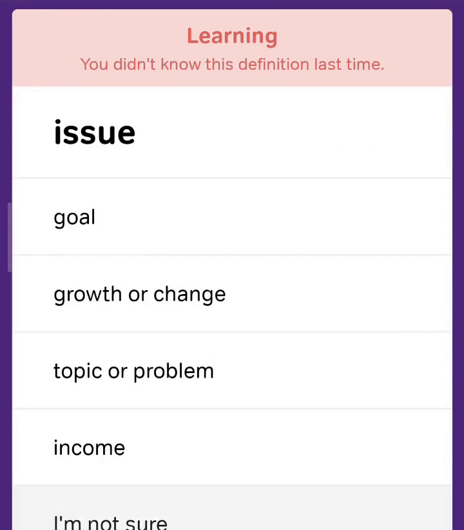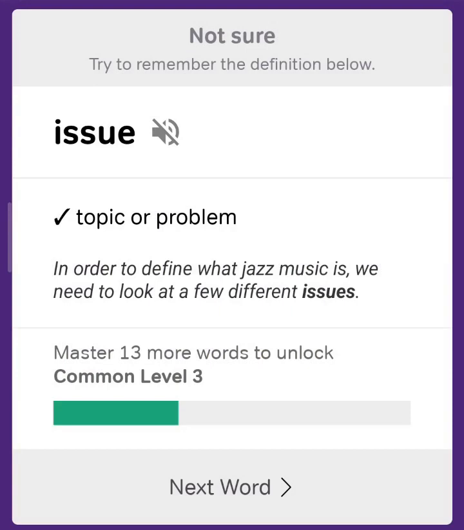Issue, topic or problem. In order to define what jazz music is, we need to look at a few different issues.